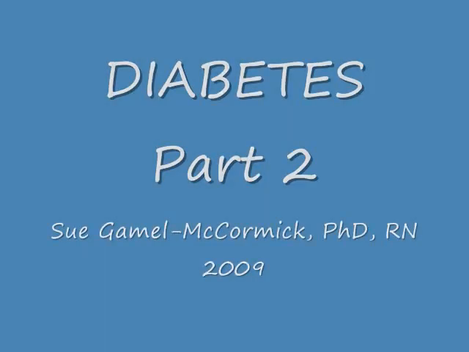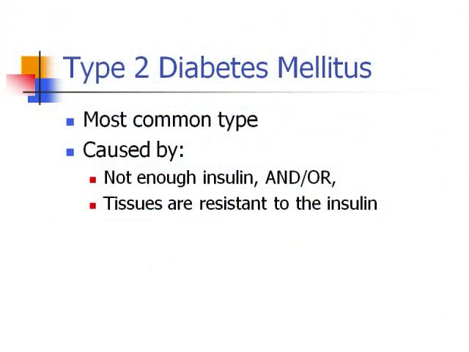Type 2 diabetes is the most common type of diabetes. It's caused by not enough insulin and/or the tissues are resistant to insulin. So insulin is being formed in this type. Either not enough of it is being made or the tissues won't use it.